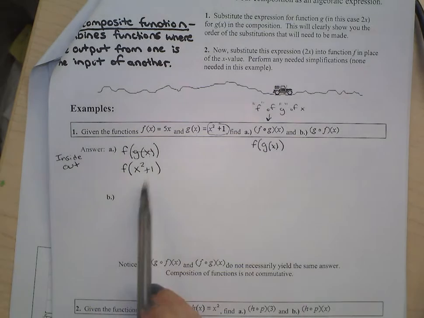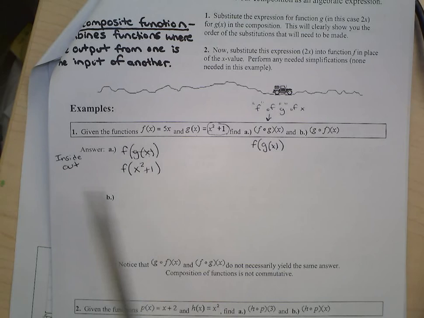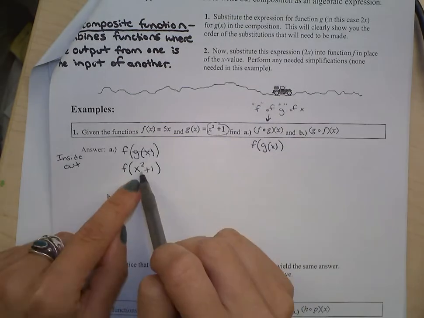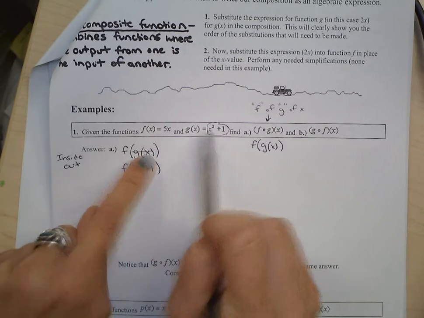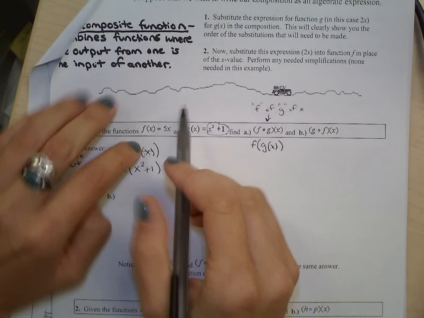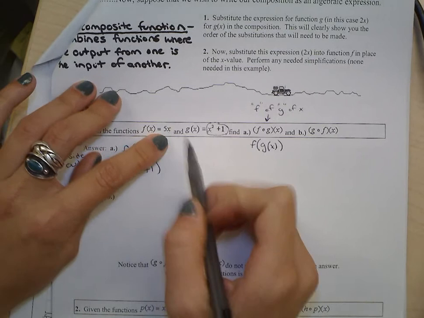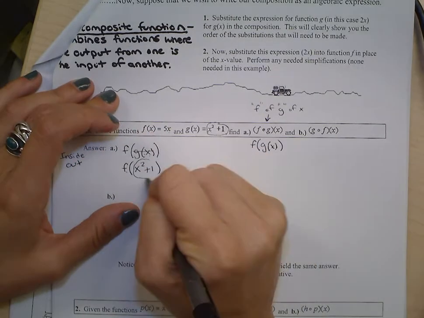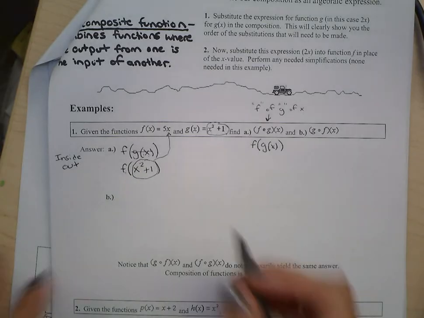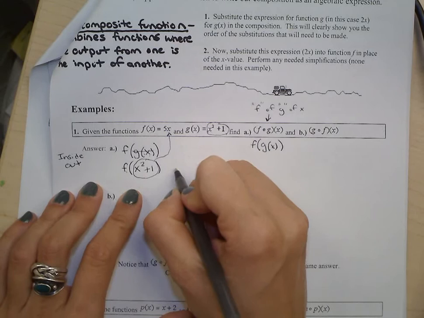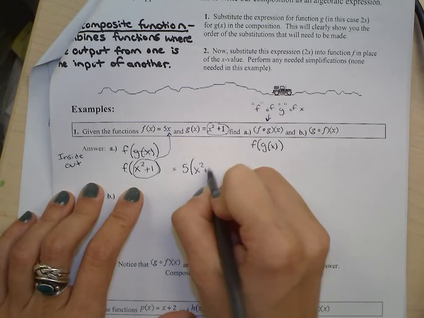Now this is exactly like evaluating functions that we did the previous day. Since I'm going to take my f equation now, I'm completely done with my g of x. Now I'm going to f of x, 5 times x. Well, I know that x is going to go away. I'm replacing this x squared plus 1 with the x. So the x completely goes away. I still need my parentheses, so this is going to equal 5 times x squared plus 1.